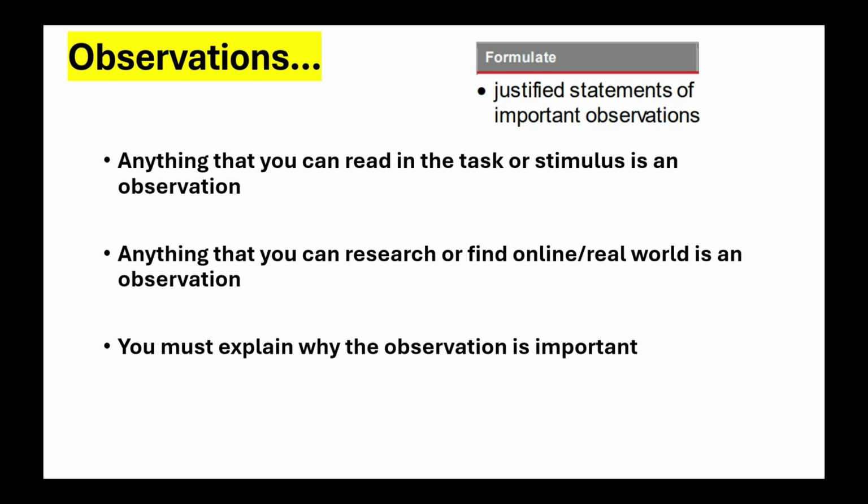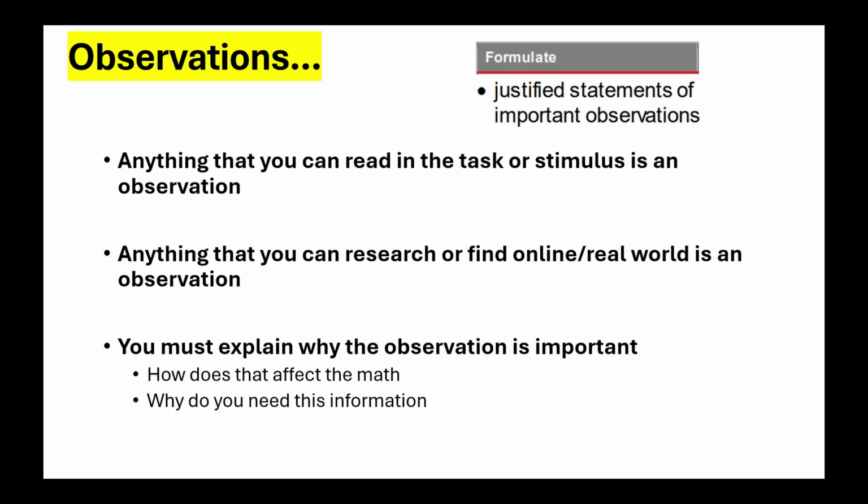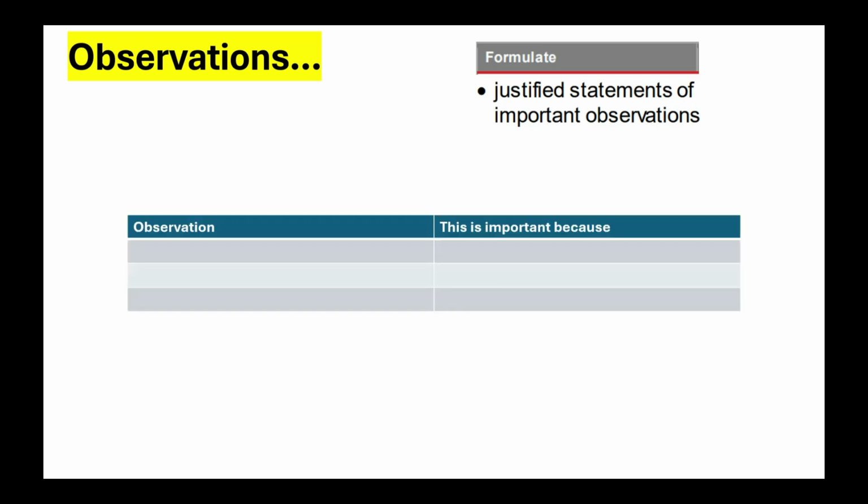So you could observe that the sky is blue. It has absolutely nothing to do with your math assignment. So you can't justify that important observation. So you're actually telling the person how this affects the math. How does this observation help you or direct you in what you need to do? Why is this information important? Why do you need it?